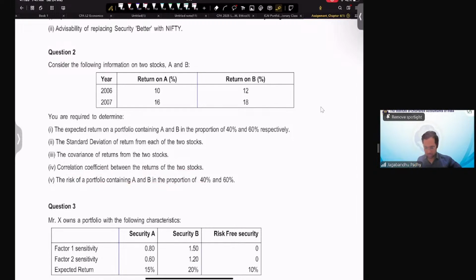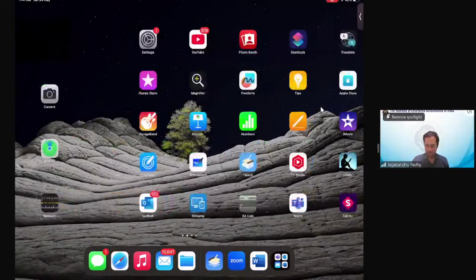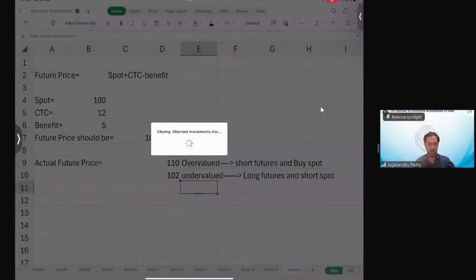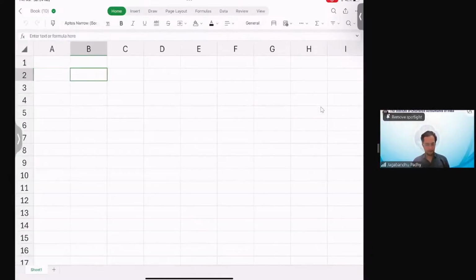Now, let's try to solve this in Excel, guys, so that it will be in a better position to solve it in a more aesthetic way because they are more organized in that sense. This is question number 2.